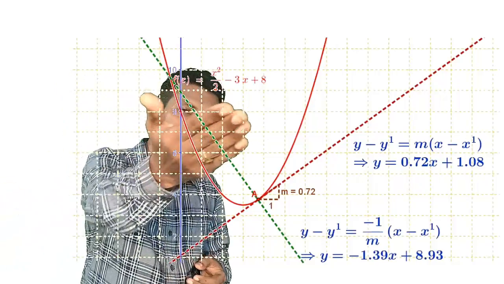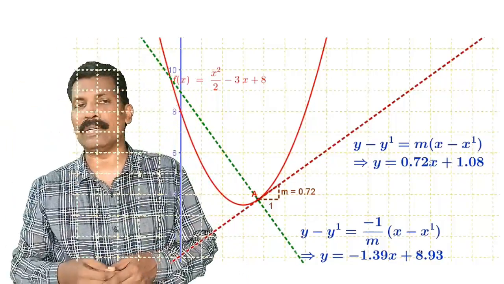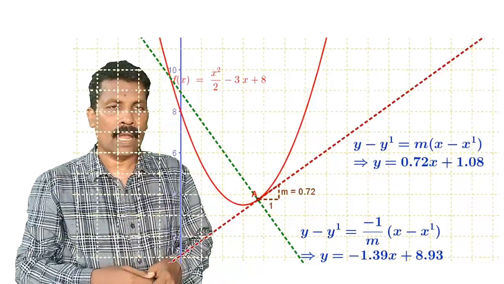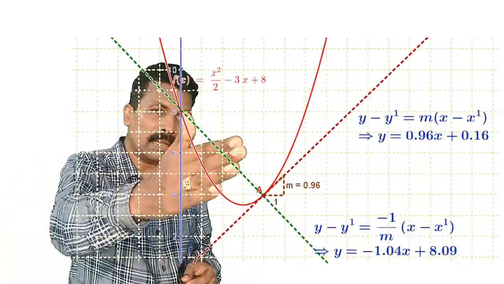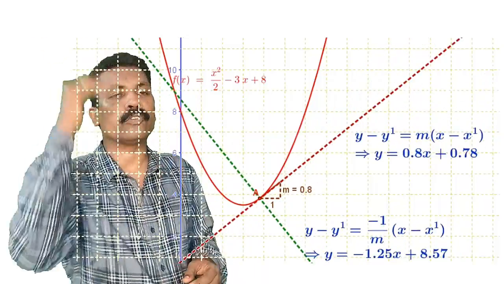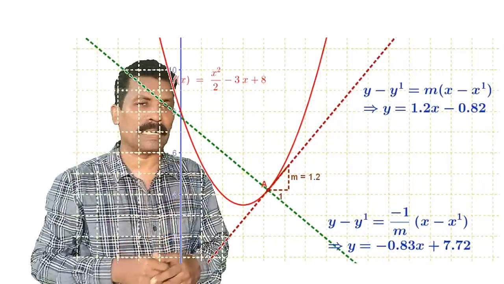Then we can write the equation of the tangent as y minus y1 is equal to m into x minus x1. That can be simplified. And the green colored line now at A is perpendicular to the tangent. That is what is called the normal to the curve at capital A.